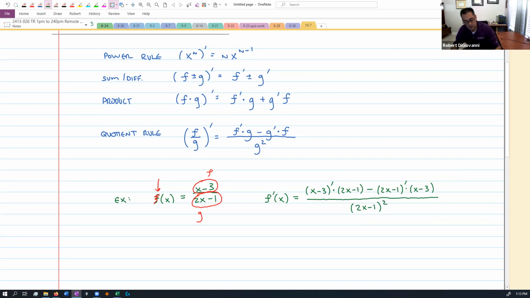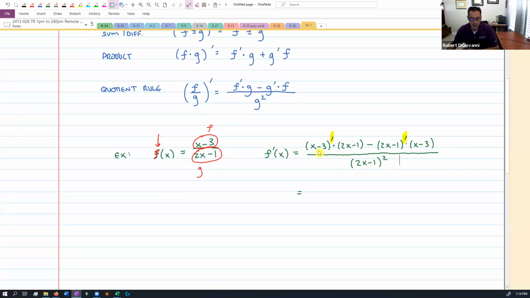And now I just take the derivatives, okay? The only derivatives I need to worry about are here and here. That's the only pieces of this that I need to do calculus on. So I need to take the derivative of x minus 3. There's a minus sign between them, so I can do them individually. The derivative of x is 1, and the derivative of 3 is 0. So I should just get a 1 from there. And I still have times 2x minus 1.